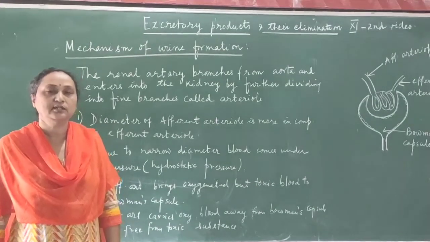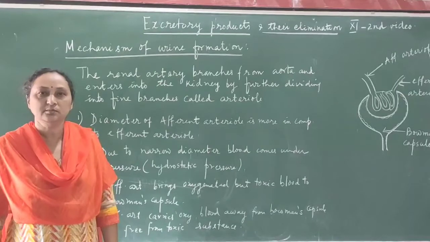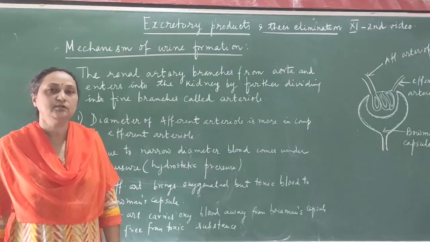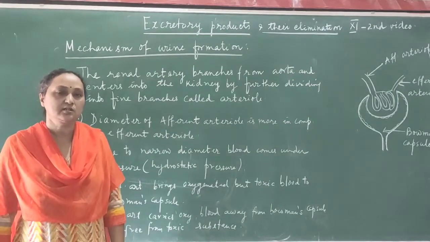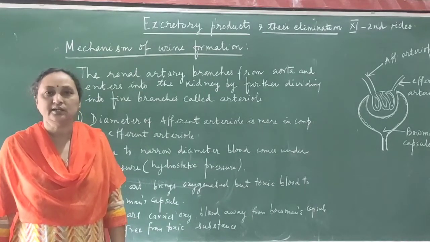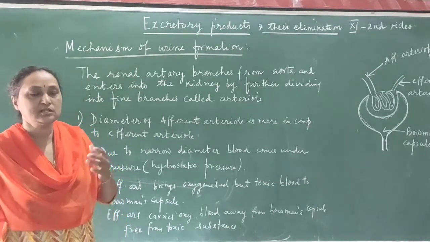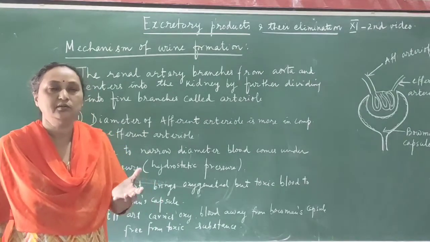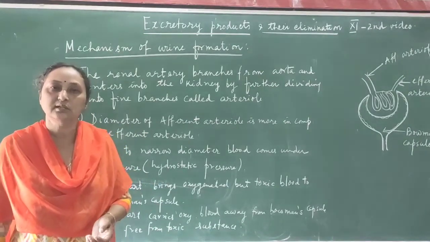So already you know that the kidney is the organ which produces urine, and the urine contains poisonous compounds or waste material, and these materials need to be excreted out of the body. So what is the actual mechanism? How is the urine produced in the kidney?